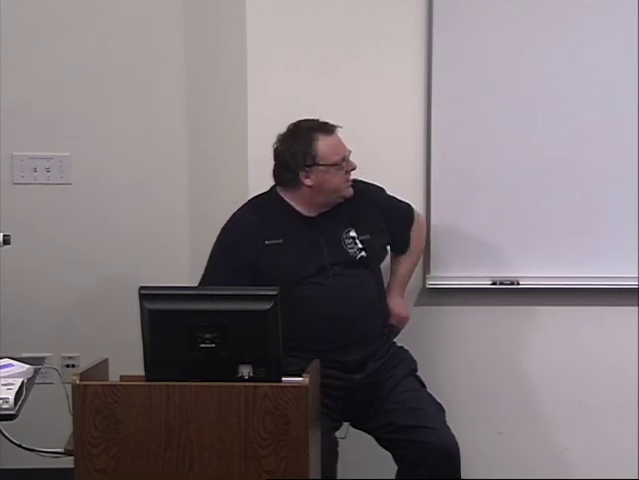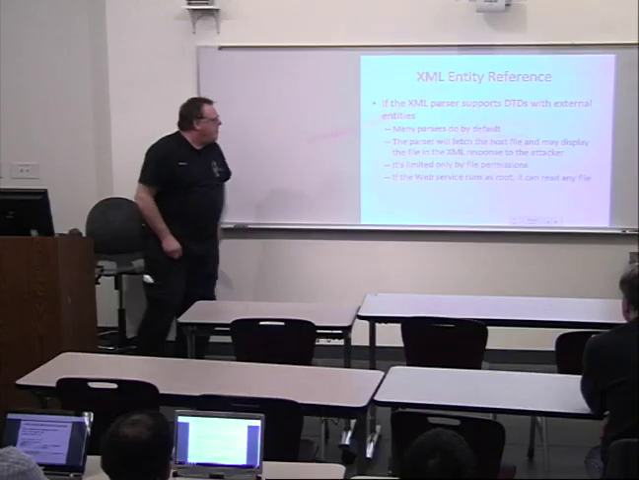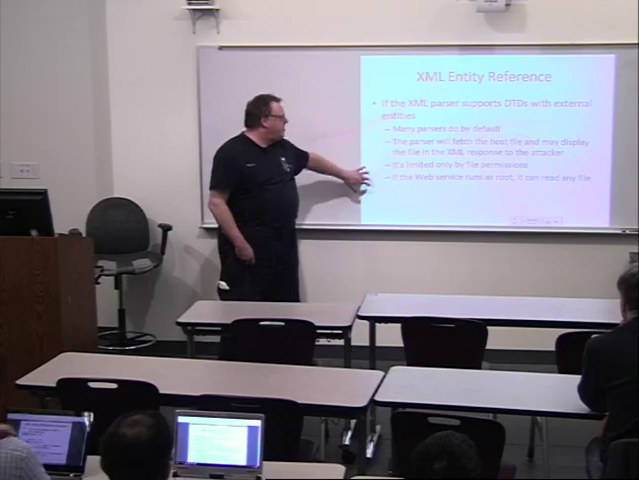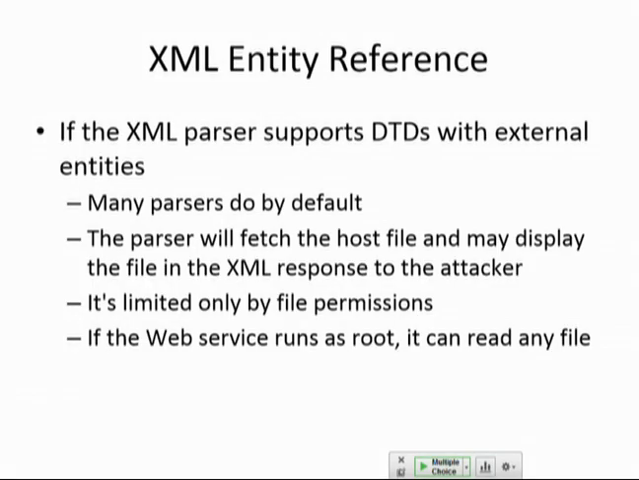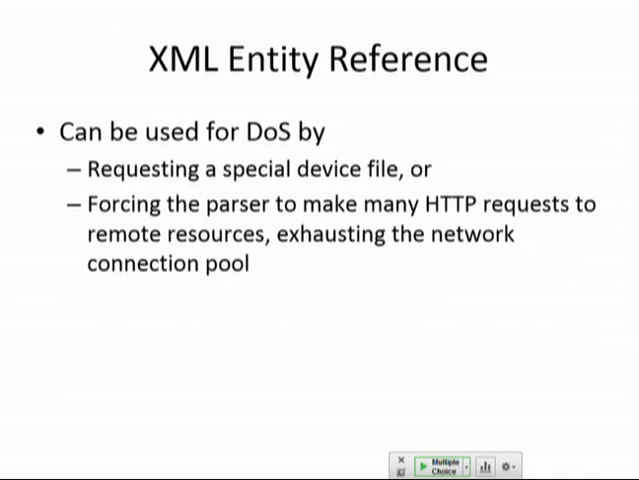So if you support these things, if you support external requests, you can even request it from other servers. The only thing that stops this is file permissions. And if your web service runs as root, it typically can read every file. So you can create a DOS if you want to by just making it fetch a special file, a device file like the entire raw hard disk or something. Or you can just force it to make a lot of requests and use up the network connection pool with internal connections from one server to another so it can't service clients anymore.